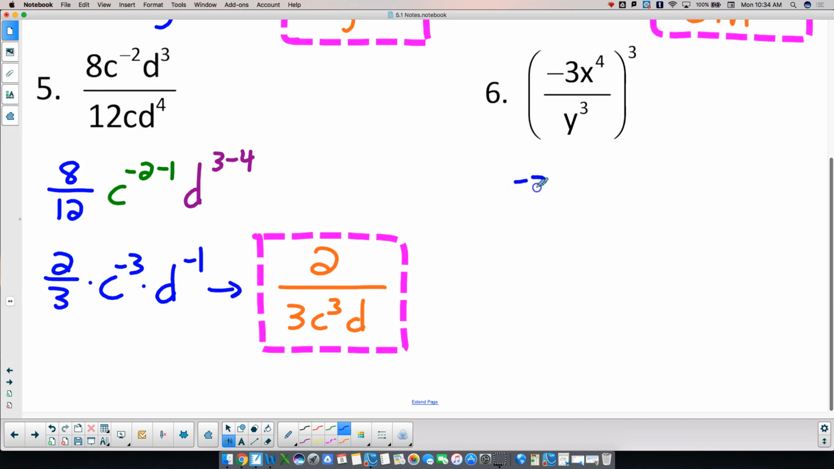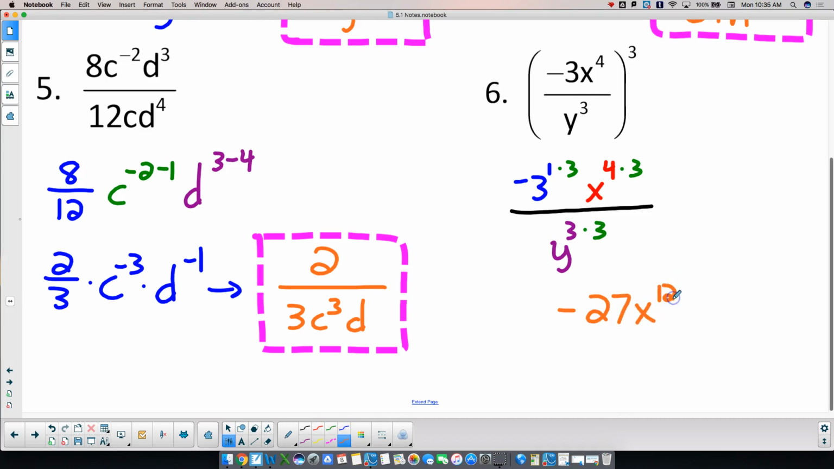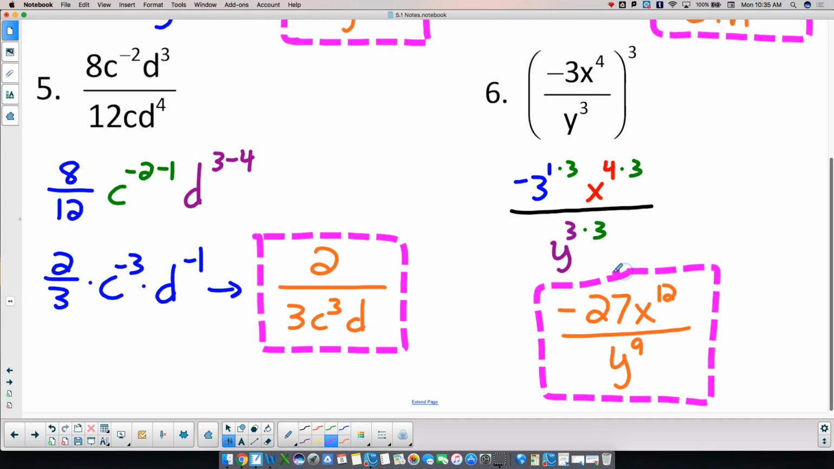This one becomes negative 3 to the 1st power times 3, x to the 4th power times 3, y to the 3rd power times 3. That one's on the bottom. So that becomes negative 3 to the 3rd power, which is negative 27, x to the 12th power, y to the 9th power. Okay. Good with that one? Okay.